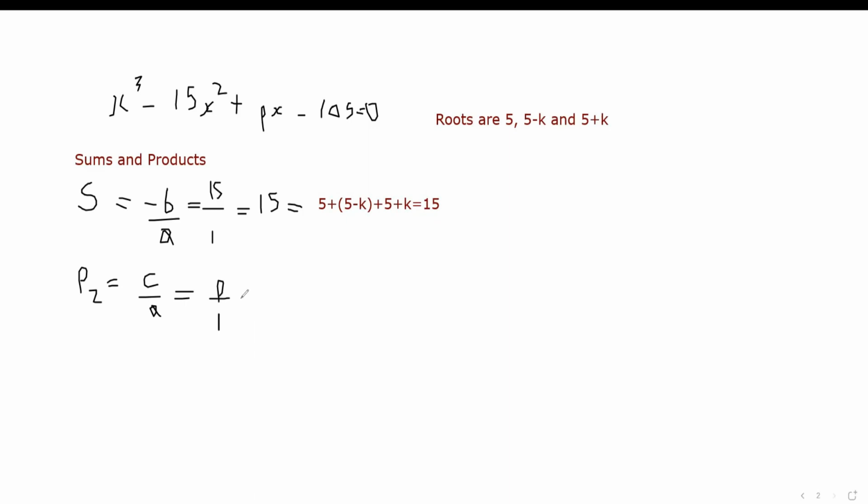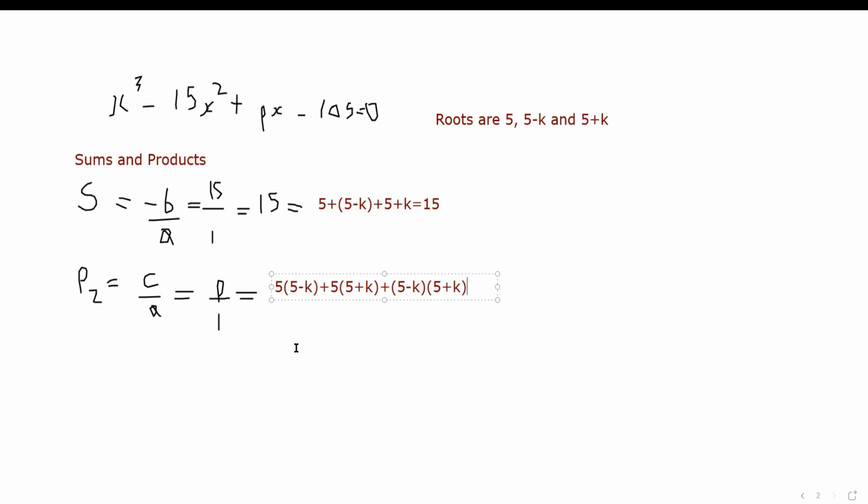All right, and P over 1 is going to give us 5 times (5 minus K) plus 5 times (5 plus K), plus (5 minus K) times (5 plus K). All right, this is going to give us the product of 2.